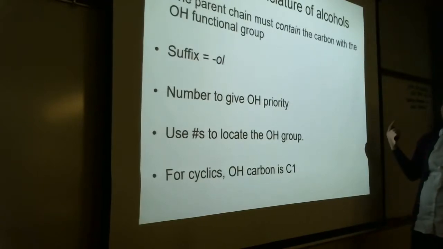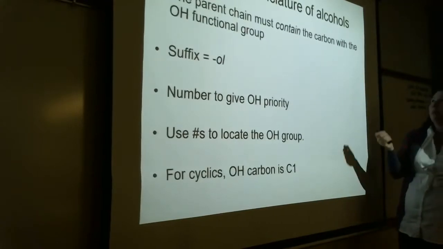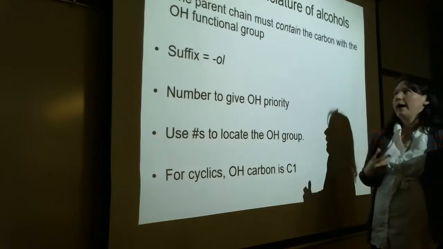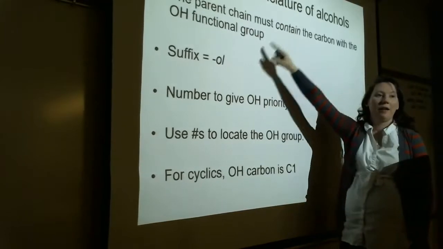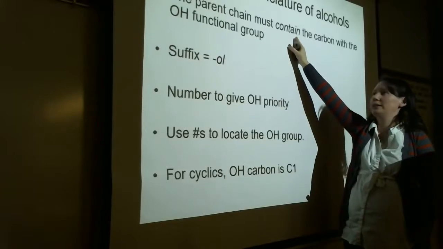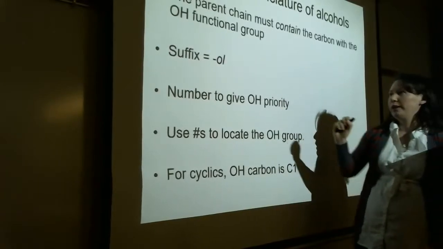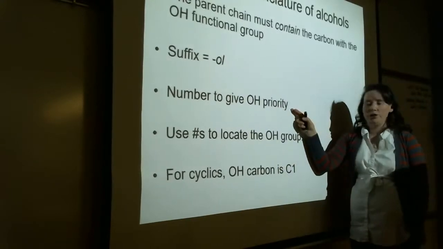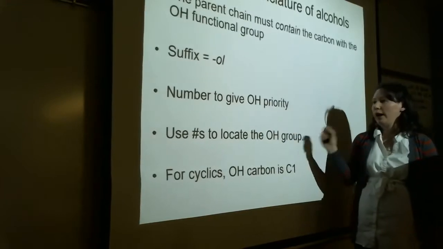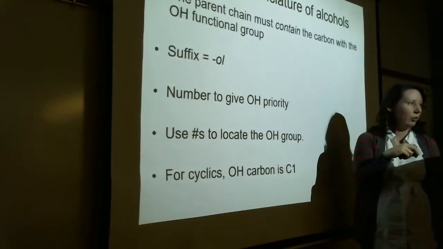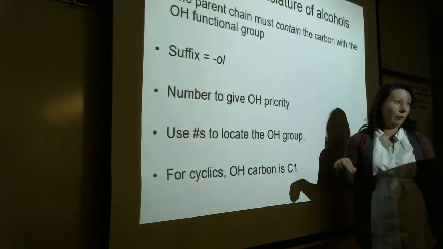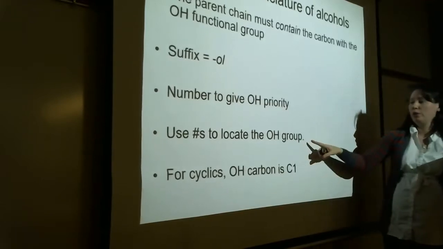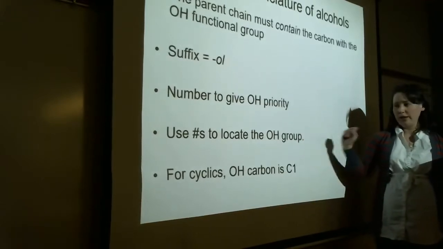So how do we name alcohols? It's really easy. Our parent chain must contain the OH, just like with amines. Last week when we named amines, we had to make sure that our parent chain contained the amine. Here, our parent chain needs to contain the OH. Our suffix becomes -ol, right? And then we're going to number that parent chain to give the OH the priority. So in other words, if we have the choice between making a methyl group have a low number or making an OH group have a low number, we're going to give the OH group the smaller number. And then we're going to use numbers to locate where the OH group is in that chain.